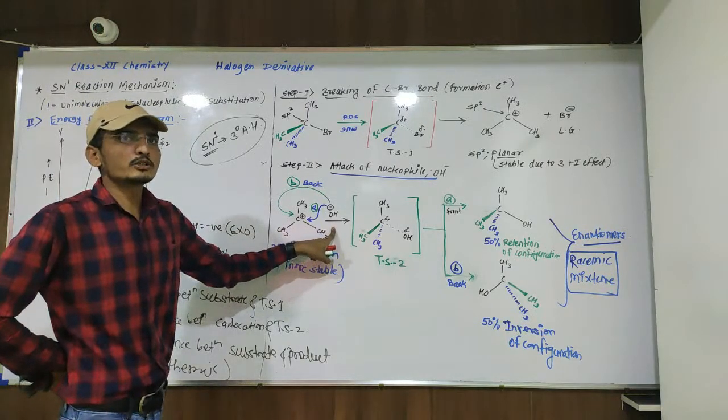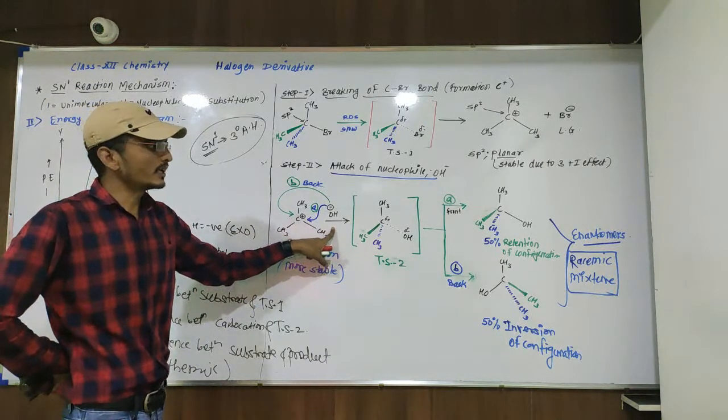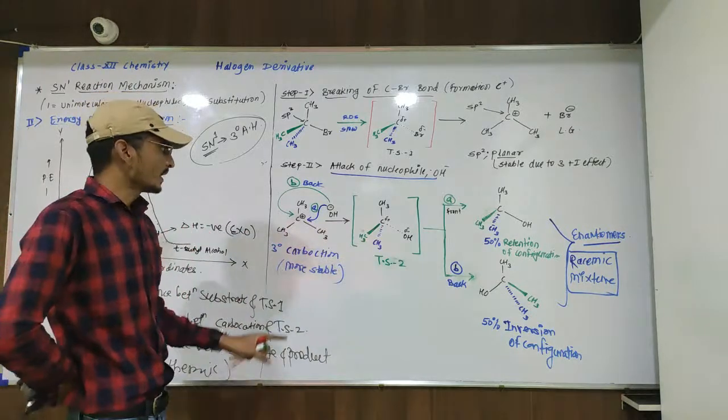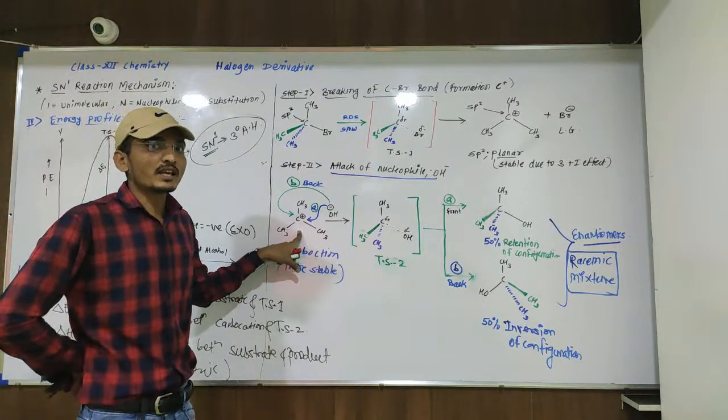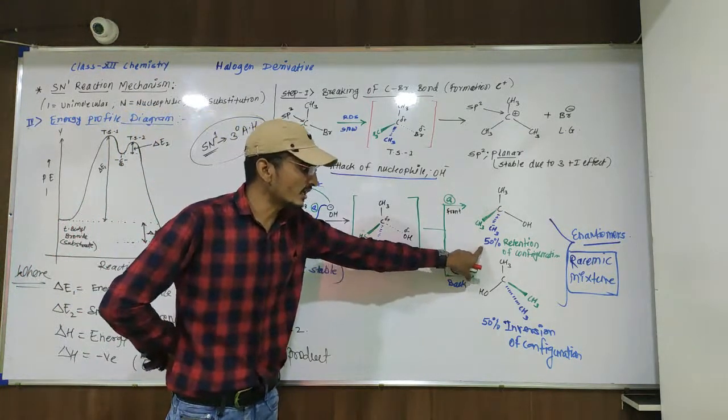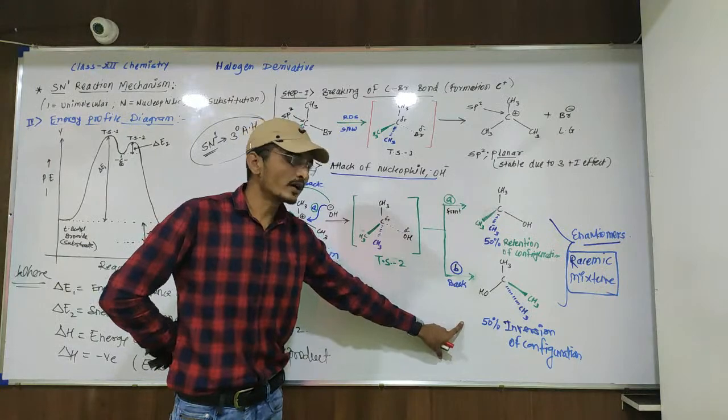A weak nucleophile can also attack the carbocation and there is the formation of the alcohols. Okay, and what is another thing here? There are two types of configuration formed here. One is retention and one is inversion.